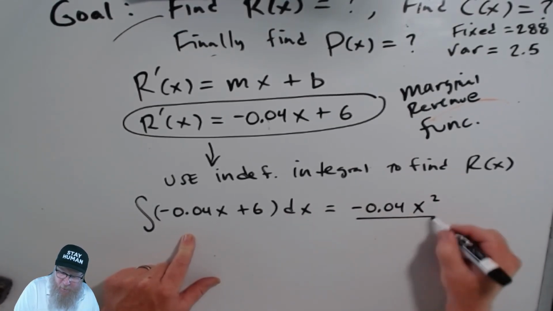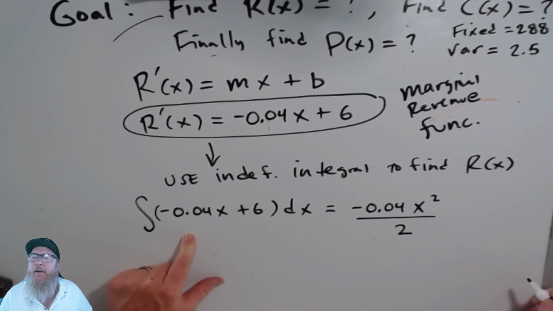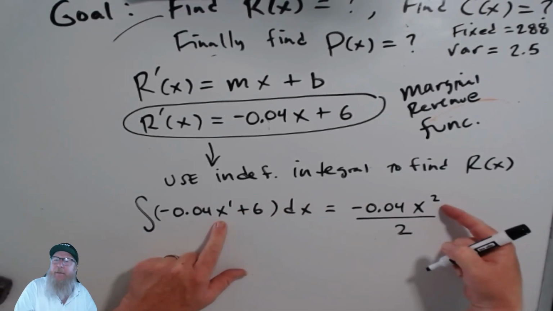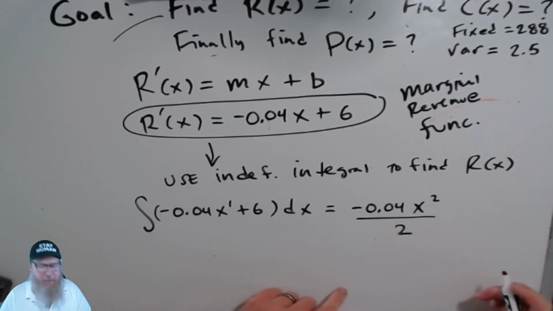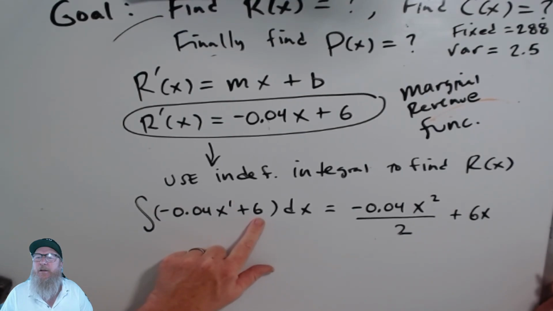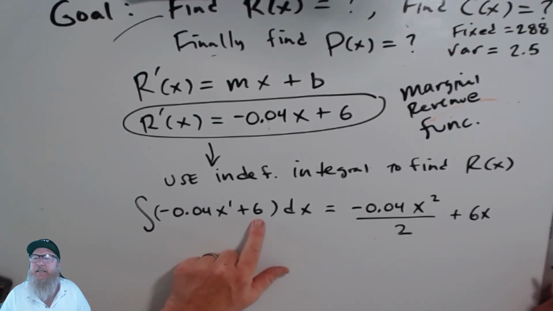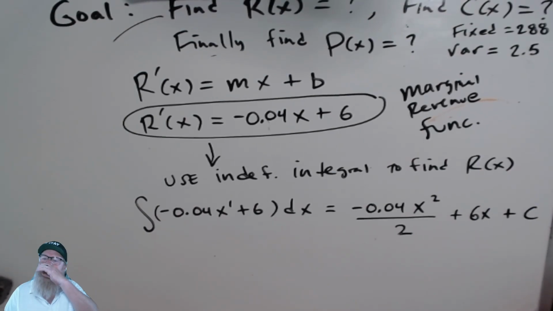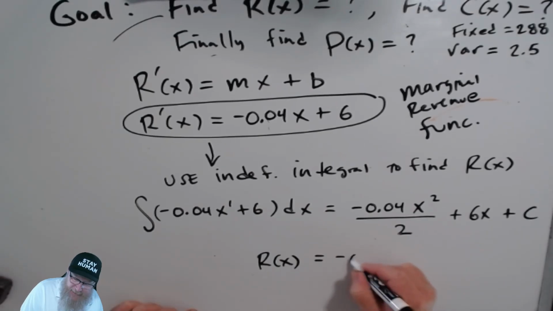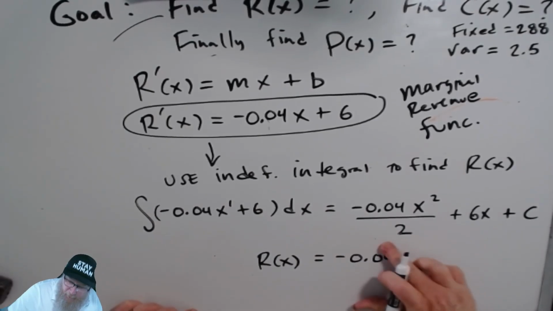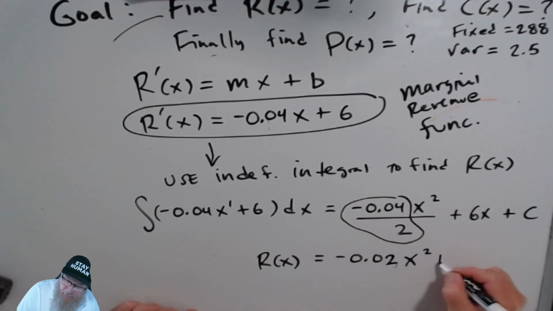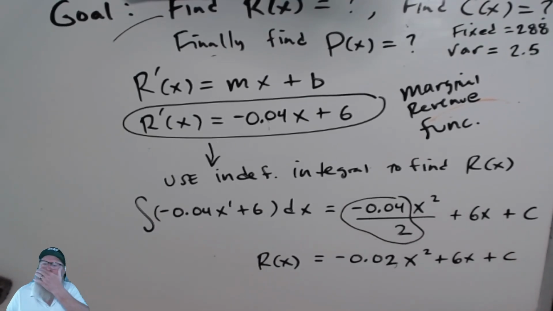0.04x squared over 2. Right? You got to add 1 and then divide. So add 1 to the power. That makes it 2. And then divide by the new power. Plus 6x. Right? The integral of 6, or the antiderivative of 6 is 6x. And then plus the constant of integration, which is c. So our r of x is negative 0.02, because you're dividing, x squared plus 6x plus c.